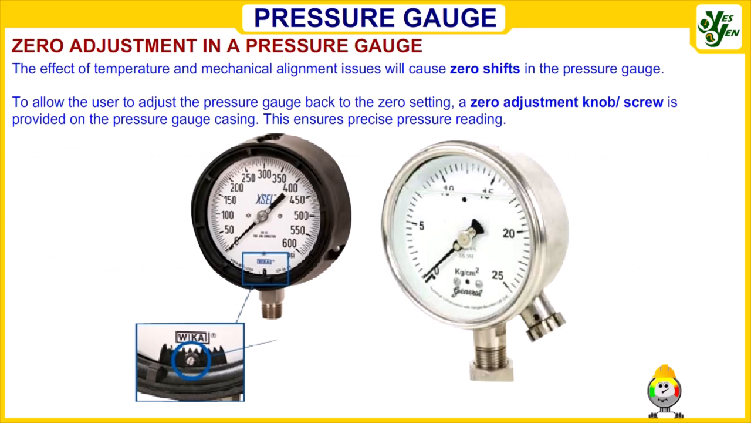Zero adjustment in a pressure gauge. The effect of temperature and mechanical alignment issues will cause zero shifts in the pressure gauge. To allow the user to adjust the pressure gauge back to the zero setting, a zero adjustment knob or screw is provided on the pressure gauge casing. This ensures precise pressure reading.